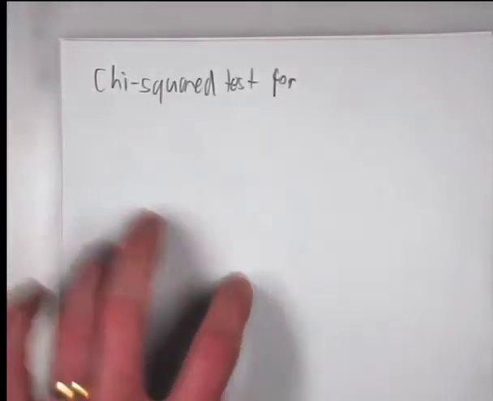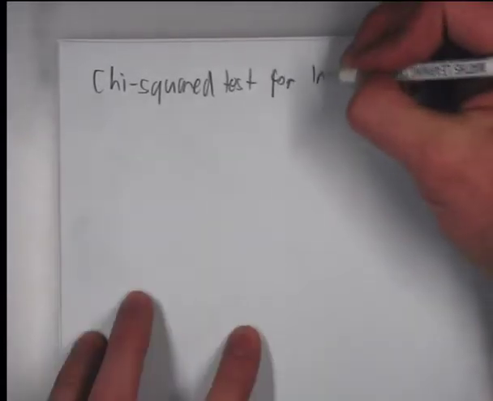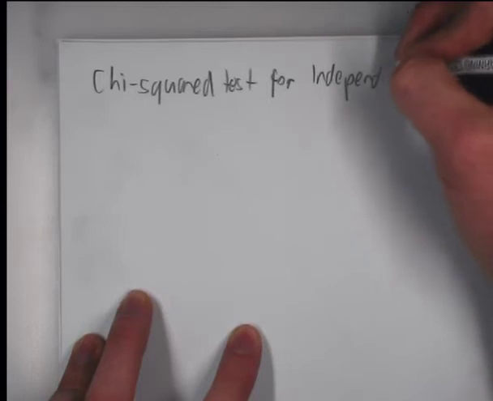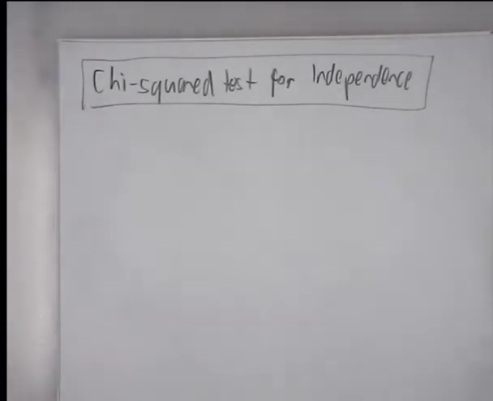Does he call it independence or association? Independence. Your chi-square test for independence is the same situation as the Z test for two proportions. It's just that you can have any number of categories in both the explanatory variable and the outcome.